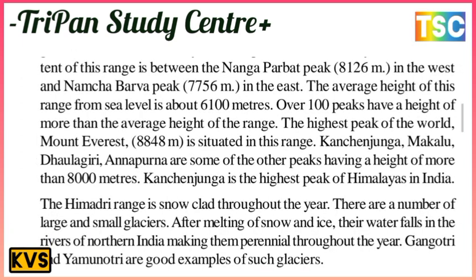The Himalayan range is snow covered throughout the year and there are a number of larger and smaller glaciers. After the melting of snow and ice, there are waterfalls and rivers of northern India, making them perennial throughout the year. The Gangotri and the Yamunotri are good examples of such glaciers.